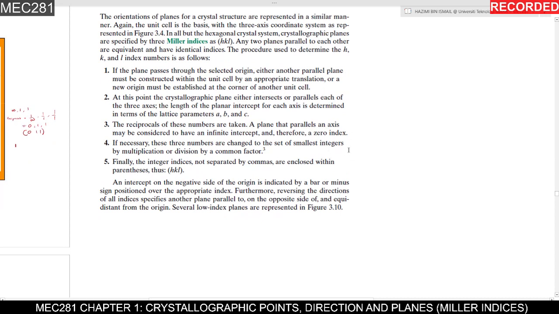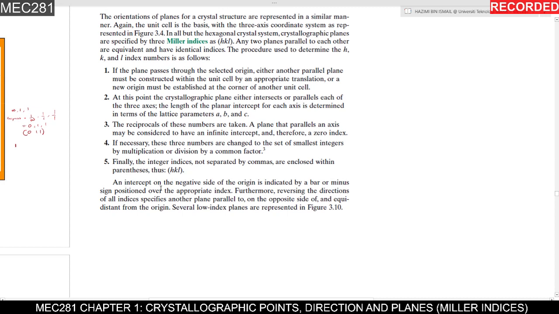Okay, this one is the common factor. Common statements are similar to the Miller direction that we have learned before. Finally, the integer indices, not separated by commas, are enclosed within parentheses. Okay, this one we already know.